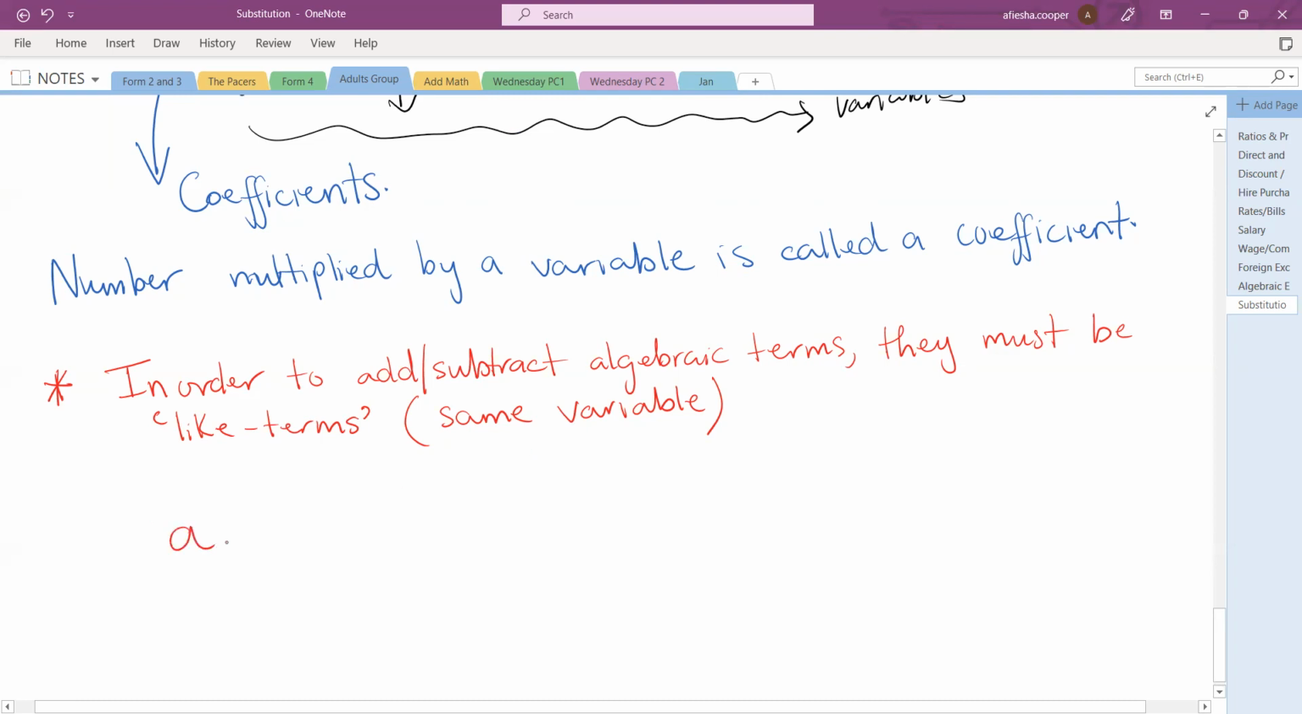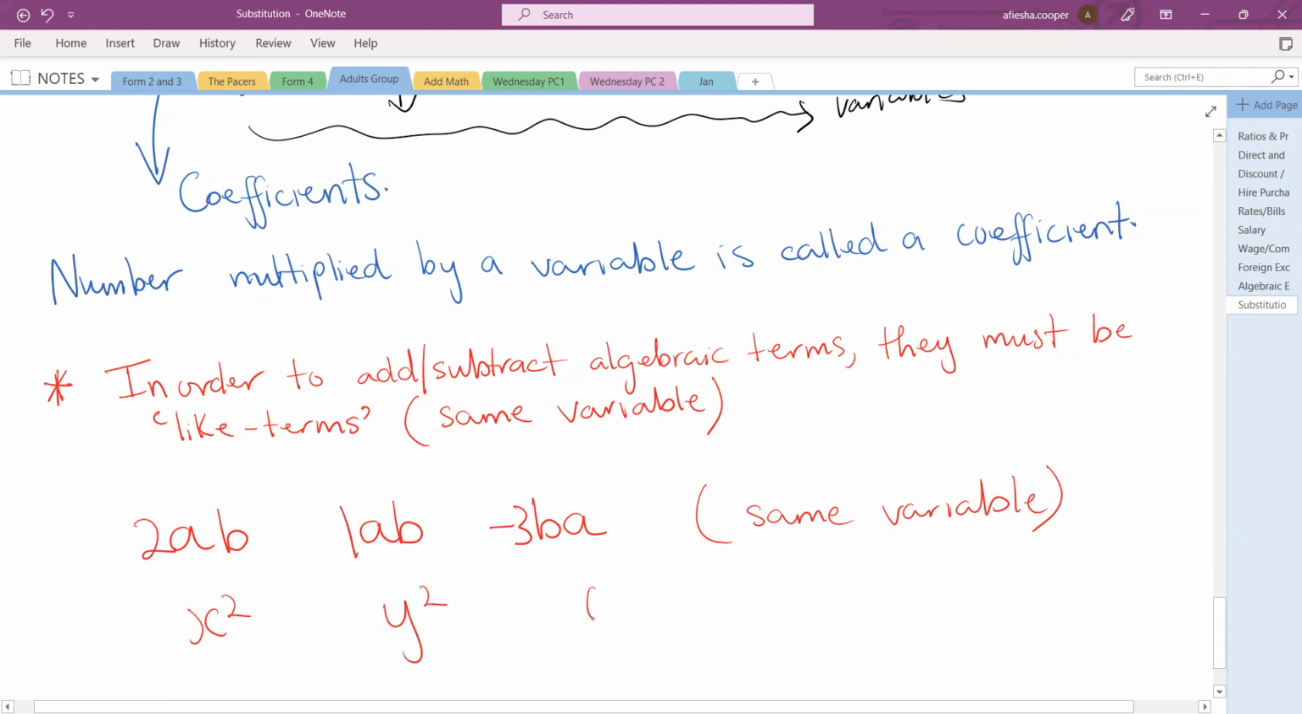So AB is the same variable as AB. It could also be written as BA, but we try to keep it in alphabetical order, right? Same variable. So 2AB, 1AB, negative 3BA, all of these are same variables. Now, if I have x squared, y squared, xy squared, these are different variables.